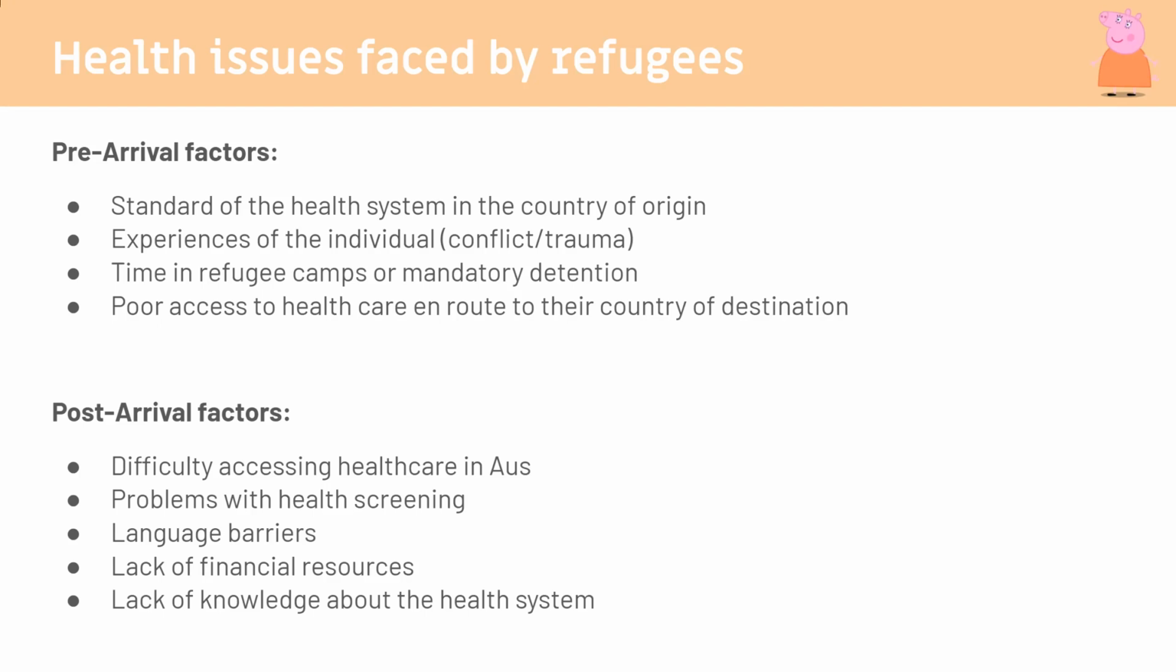Now, after they are granted to live in Australia, there are also other factors such as the fact that it's difficult to access healthcare in Australia, also problems with health screening, and language barriers is pretty big. Also financially, they might not have enough money to go to doctors every single time. Also lack of knowledge about the healthcare system is a very big factor.